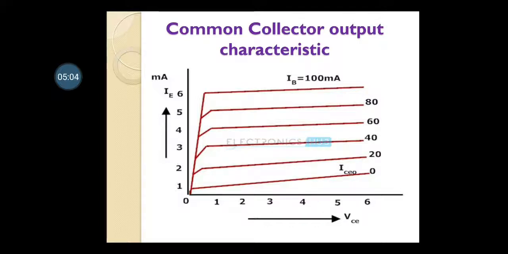If the input current is kept at 0, still there will be some emitter current. You can see here ICEO is given and it is 0 here, so there will be a little collector current. But if you increase the base current, input current, to 20, it should be microamps. Here it is written 100 milli, but it is micro. At 20 microamps, the emitter current also increases. So you can check out, as the base current is increasing, the emitter current goes on increasing.